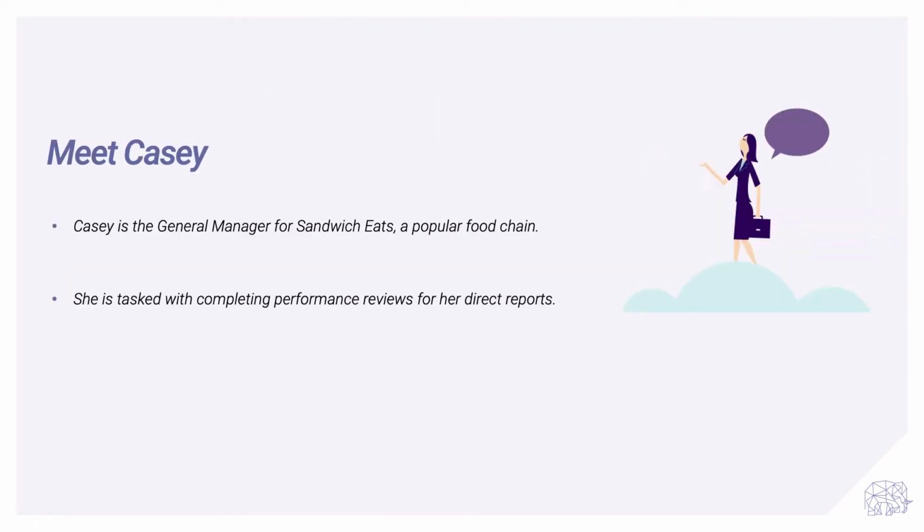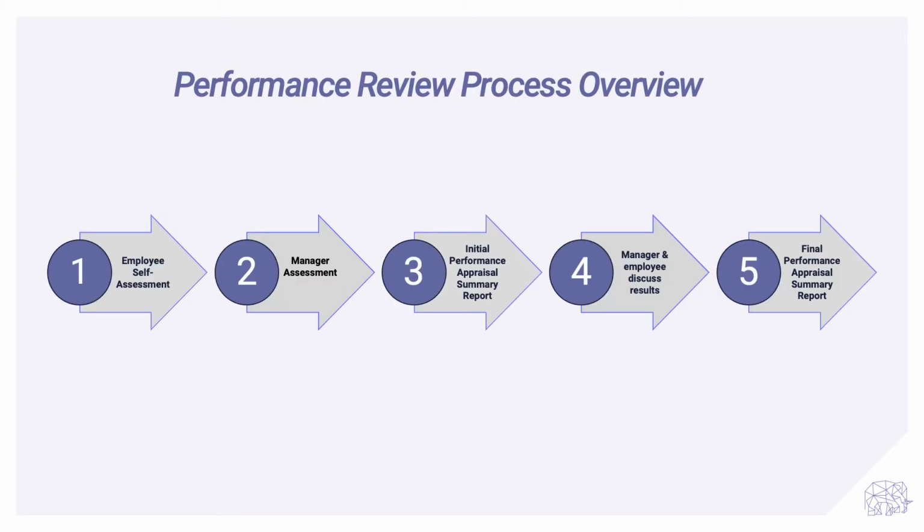This example is Casey, who is the general manager for Sandwich Eats, a popular food chain. Casey manages 4 employees who report directly to her. Sandwich Eats is conducting an internal performance review using HRA Cloud's online performance review module, also known as OPR. Casey will need to conduct a performance appraisal for each of her direct reports.